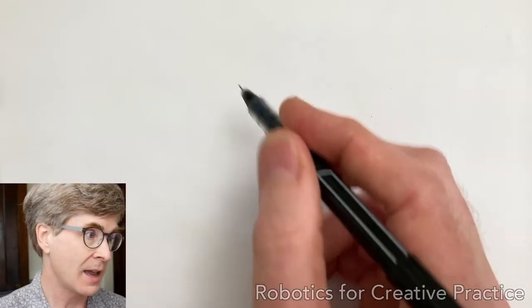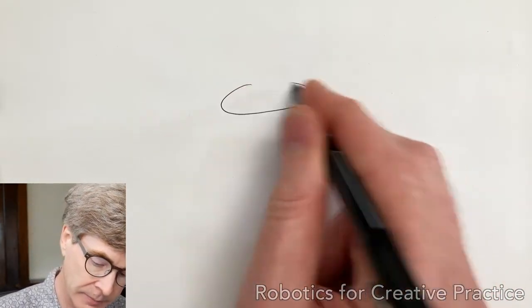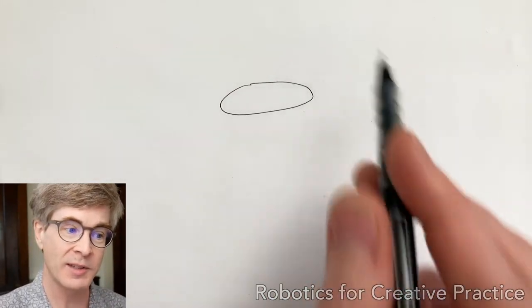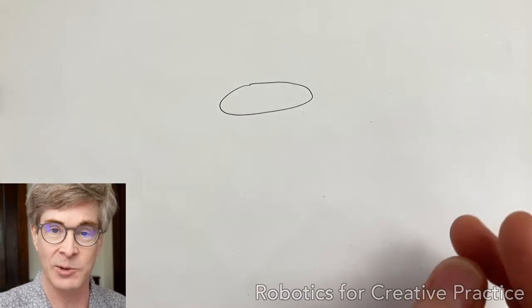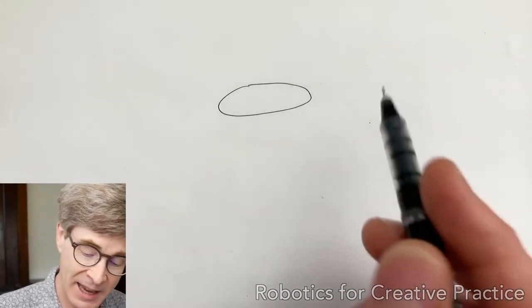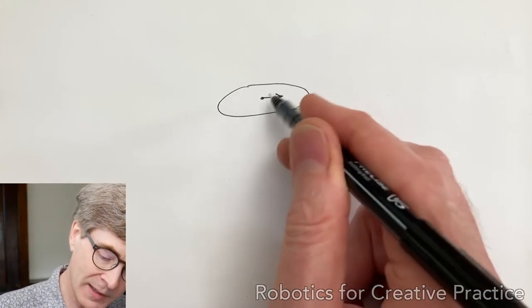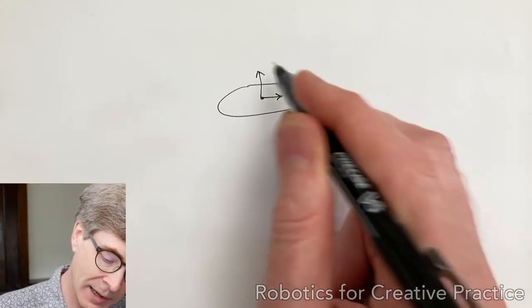So the first question that you might ask is, what's a rigid body? A rigid body doesn't necessarily need to have shape. It's just a blob of stuff that is considered to be perfectly rigid. The key about it is that it has a location. So we can always think in terms of assigning some coordinate system within the body.